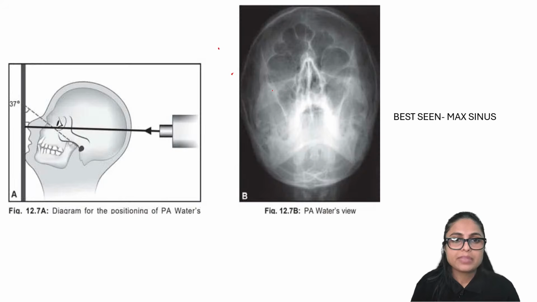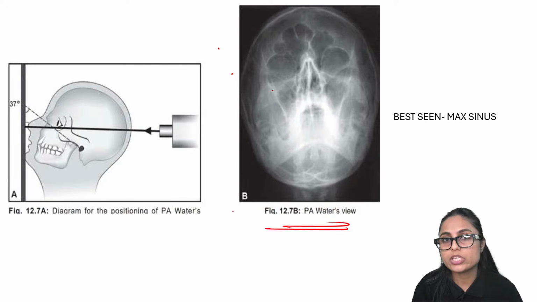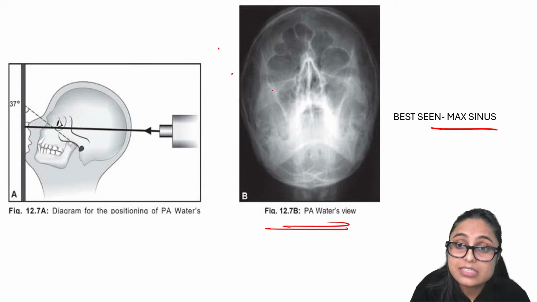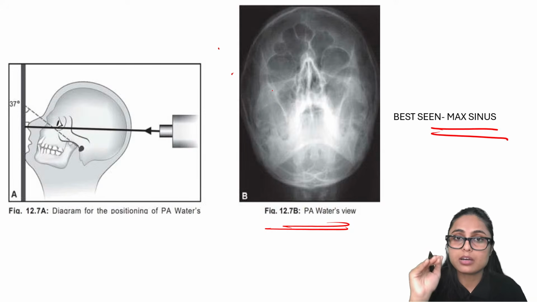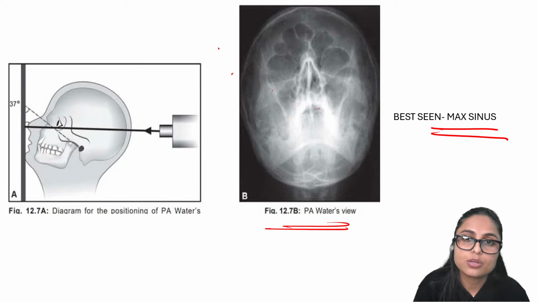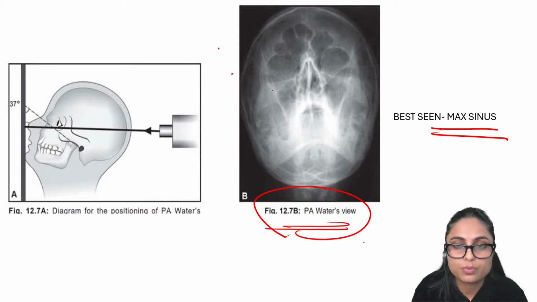Next view is Waters view. In the PA Waters view, which sinus is best seen? Maxillary sinus. So when you are asked which view gives us the best view of the maxillary sinus, your answer should be PA Waters view.